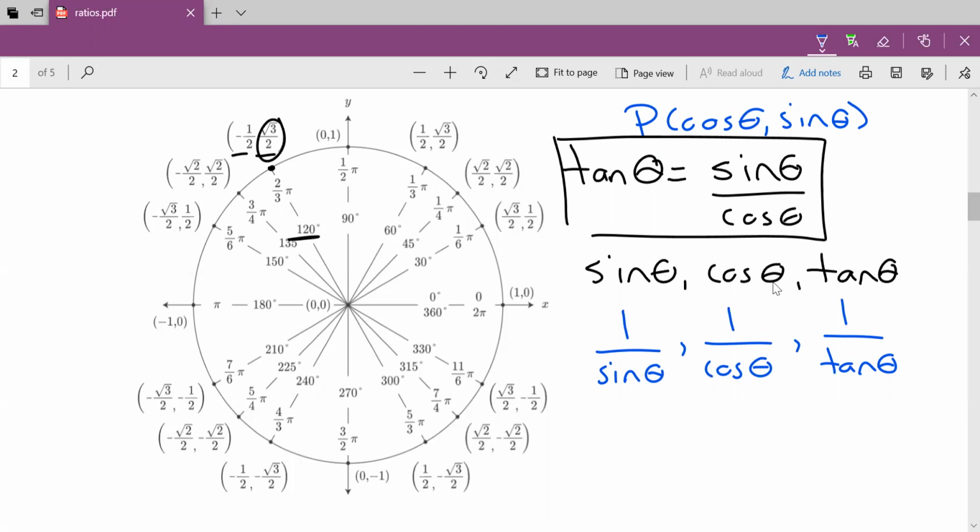Well, 1 over sine. I'm just going to flip my y value if you want to think of it that way. 1 over cos. I'm going to flip my x value if I want to think of it that way. But these have names. These are functions. So these are their names. 1 over sine is called cosecant, CSC. 1 over cosine is called secant theta. And 1 over tan is called cotangent theta. These are right on your formula sheet.